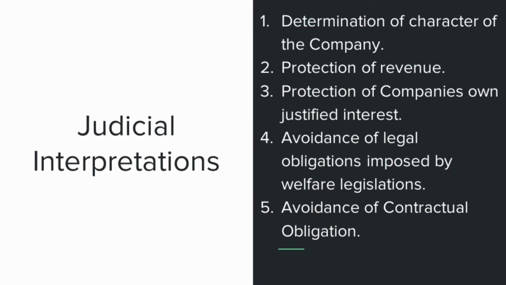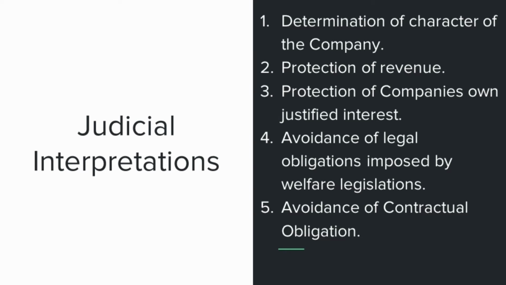evasion of tax. In such cases, the court may lift the corporate veil, and the income of the company and its members may be taxed as that of one. To protect the revenue again, the courts will lift the imaginary corporate veil and tax the person as the company itself. Right? Number three, protection of the company's own justified interest.